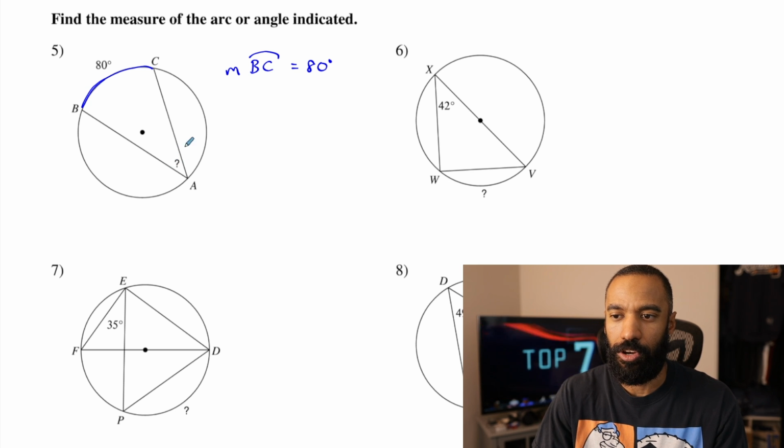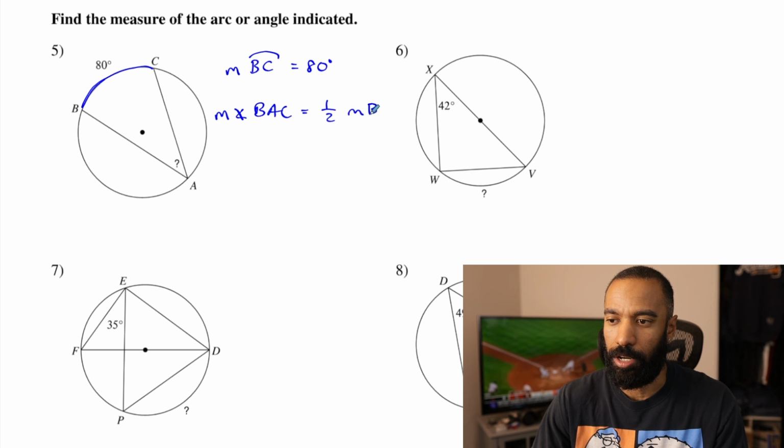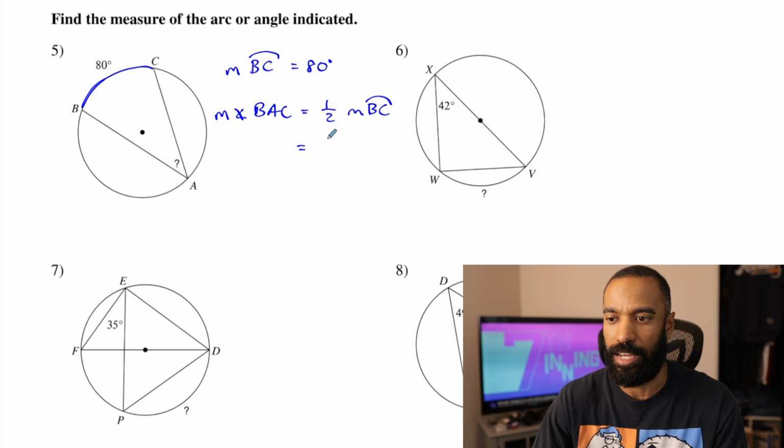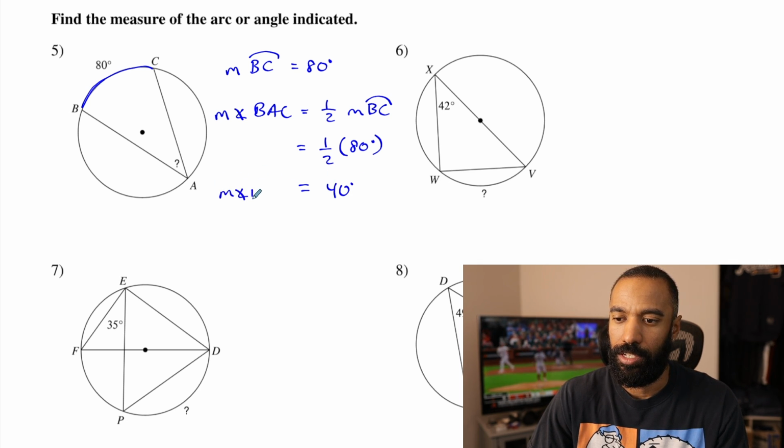To find out this angle measure right here, it will be half that of the 80 degrees. The measure of angle BAC is 1/2 that of the measure of arc BC. And don't worry, I'm not going to be writing this every single time. This is just getting you that idea of what's happening here. Half of 80 degrees is dividing 80 degrees by 2, and you get 40 degrees there.